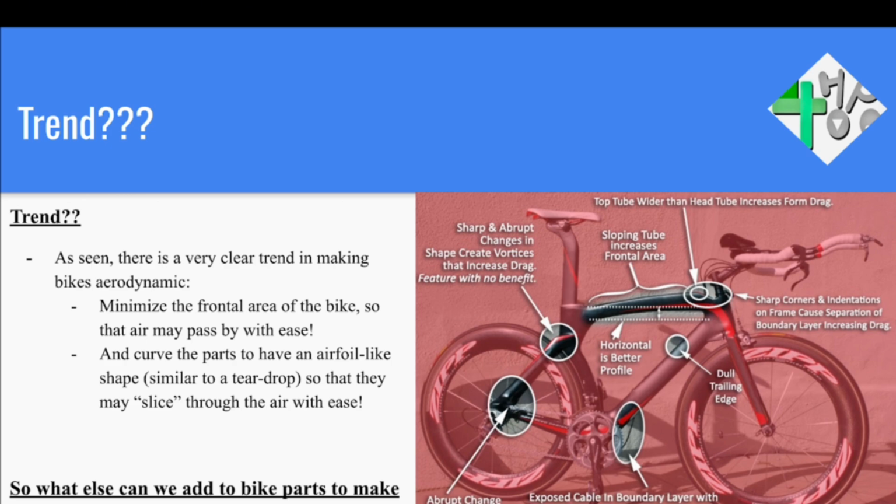So what else can we add to bike parts to make them even more aerodynamic, kind of Air Swift bike, you know? Taylor Swift. No, Air Swift. Air Swift bikes. Well, let's name it that. Let's name it Air Swift bikes.